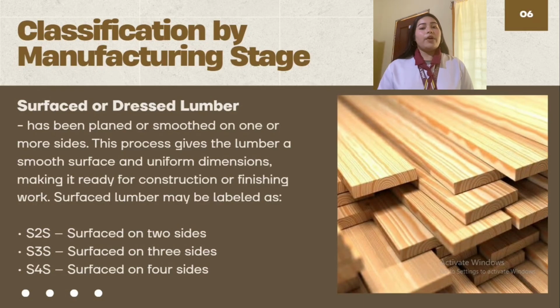The S2S means surface on 2 sides. And then the S3S means surface on 3 sides. And the S4S means surface on 4 sides. So, the more sides that are smoothened, the more ready the lumber is to use.